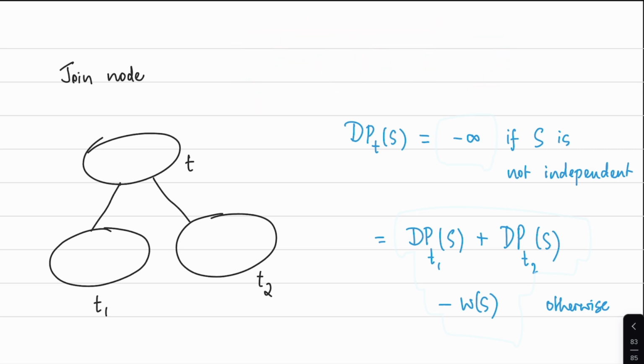And these two maximum weight independent sets, by definition, by the semantics of the DP table, both of them have the vertices of S sitting in them. So if we simply add the weights of these two independent sets, then we will end up overcounting the weights of all the vertices in S. So to adjust for this overcounting, we have to subtract the weight of S.